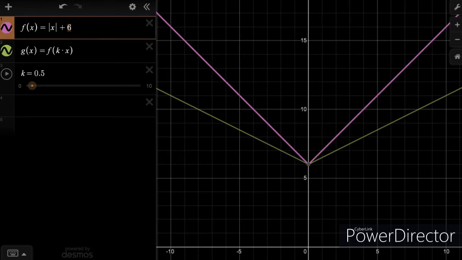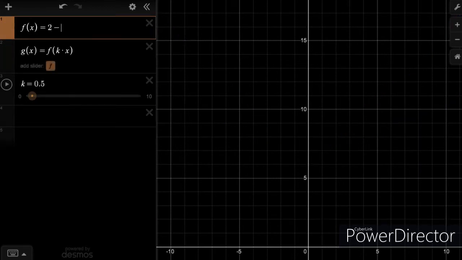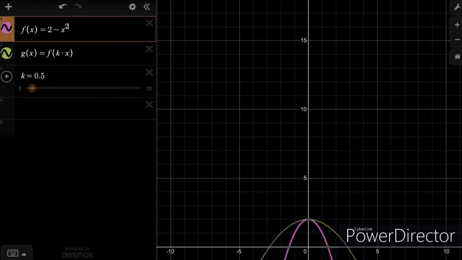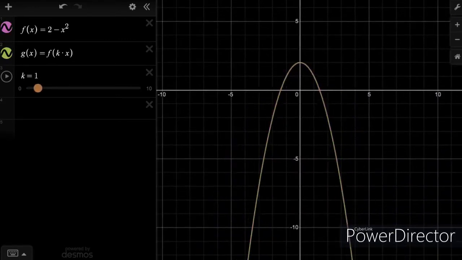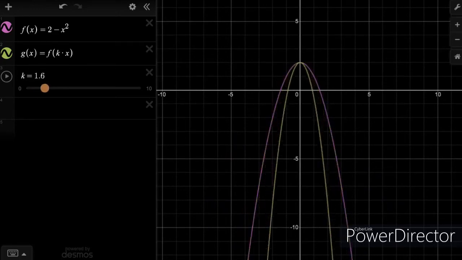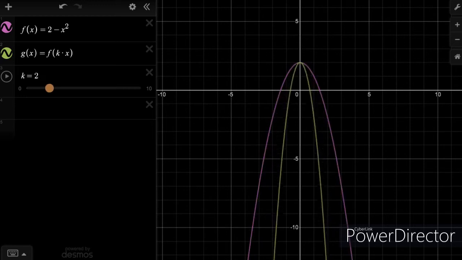Let's say we did it with a quadratic. So 2 minus x squared. And let me scroll down a little bit. And so you can see when k equals 1, these are the same. And now if we increase our k, let's say to 2, notice our parabola is, in this case, decreasing as we get further and further from 0 at a faster and faster rate. That's because what you would have seen at x equals 2, you're now seeing at x equals 1 because you are multiplying 2 times that.